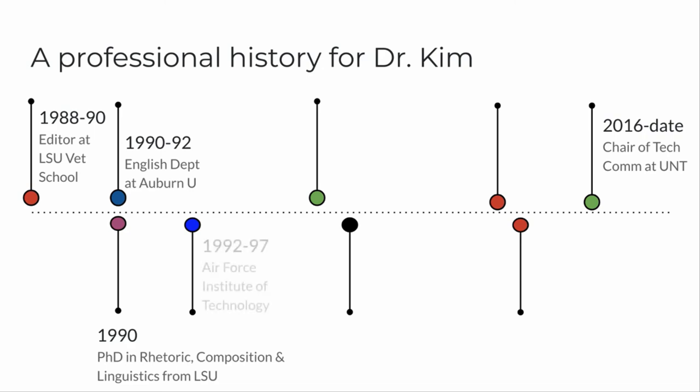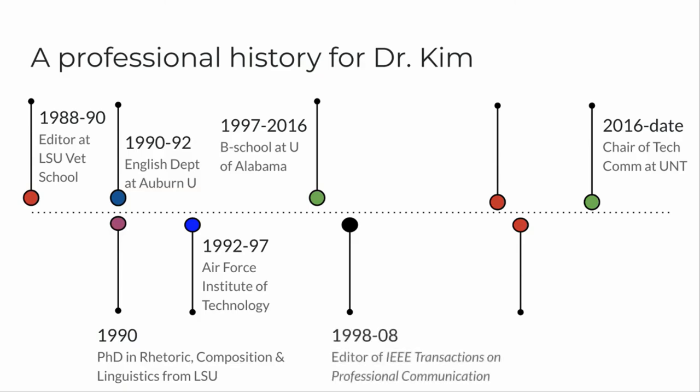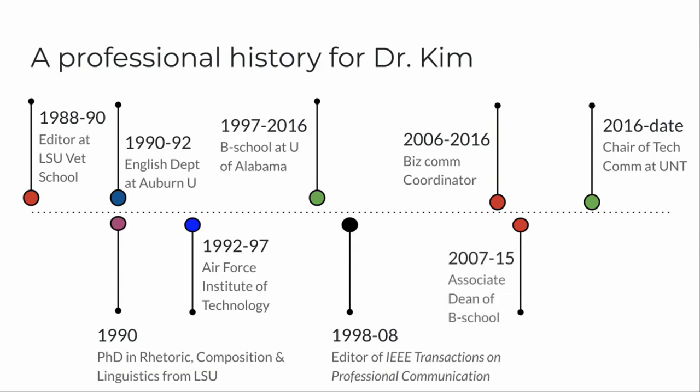In 1992, I began work as a professor and researcher at the Air Force's postgraduate school. In 1997, I joined the business school at the University of Alabama, where I stayed for 19 years. During that time, I served as the editor of an IEEE research journal for more than 10 years. While at Bama, I also had some administrative positions. And as I said, in 2016, I joined UNT.